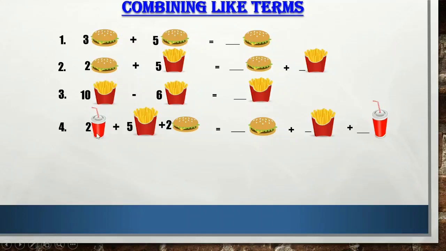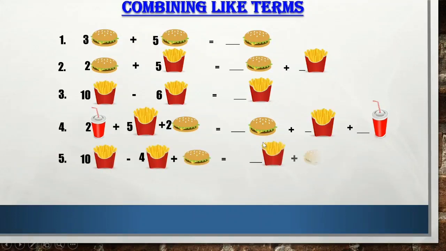Okay, one more case we have. I bought two cold drinks, five French fries, two burgers. Can I tell in total how many things I have bought? Easily we can tell: two burgers, five French fries, and two cold drinks. Is there any other way to tell this? No. Fine. Then again, 10 French fries minus 4 French fries plus 1 burger. What will be the answer? 10 minus 4, 6 French fries plus 1 burger.